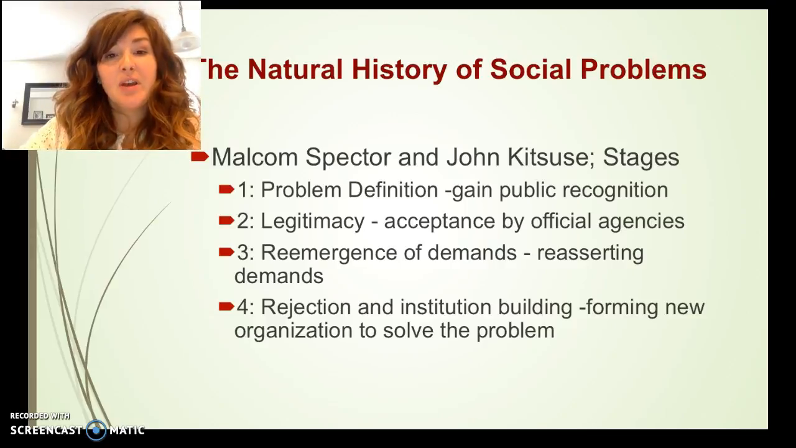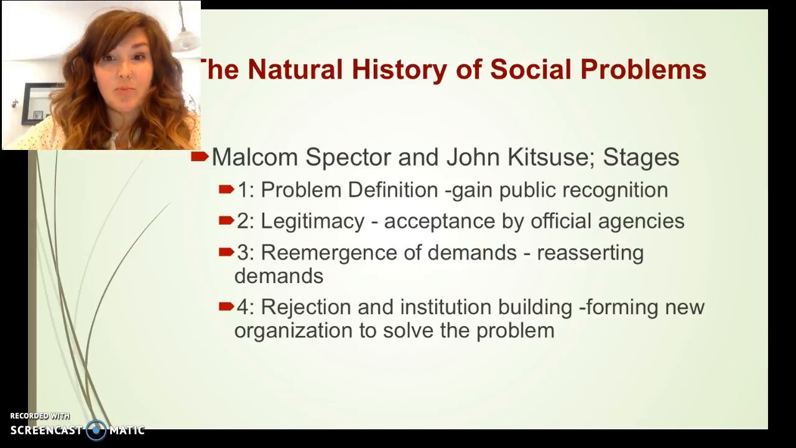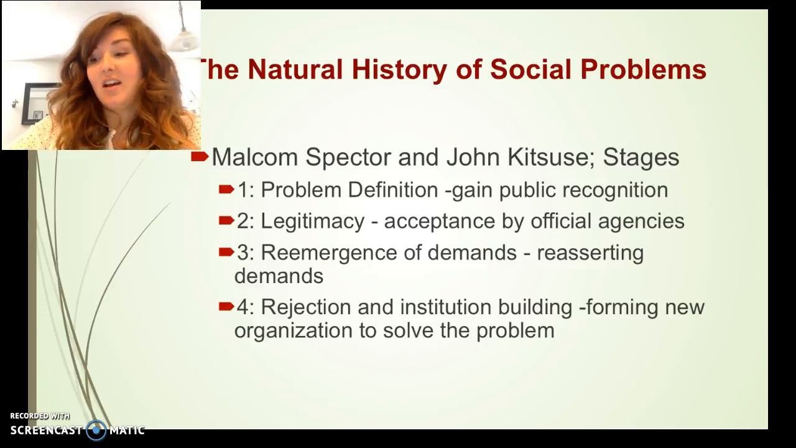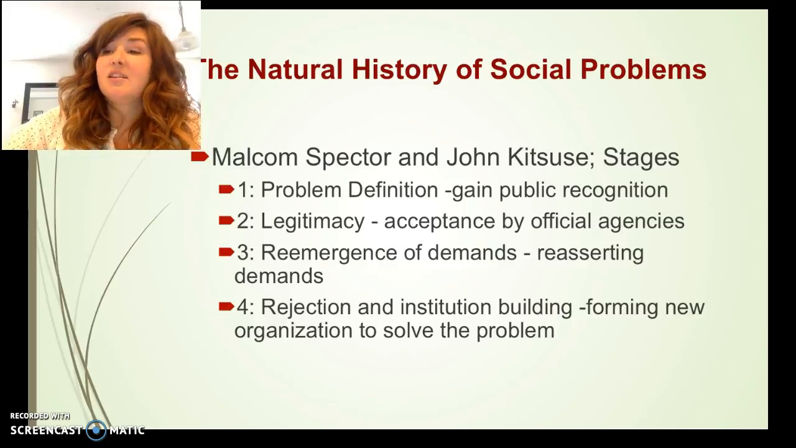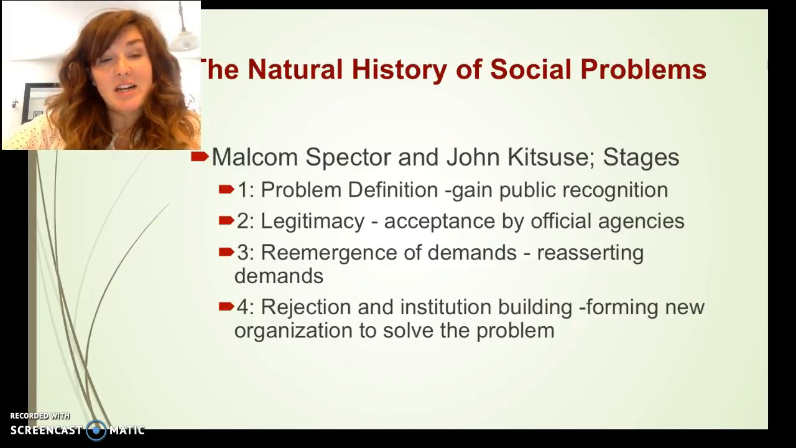So first we've defined our problem and it's gained public recognition. Next, the powers that be, right? The official agencies, government, education institutions, political systems, have now accepted it as a social problem. Next is to have the reasserting of demands. This is what we need to have happen, or these are our issues. And then the last one is rejection and institution building, forming new organizations to solve problems.